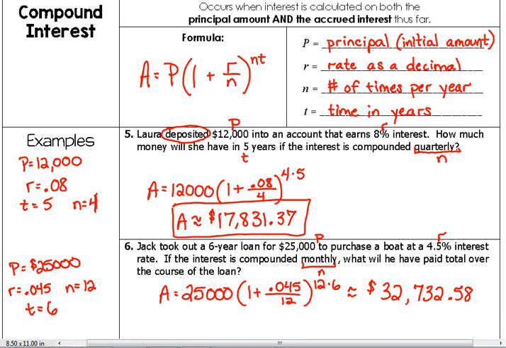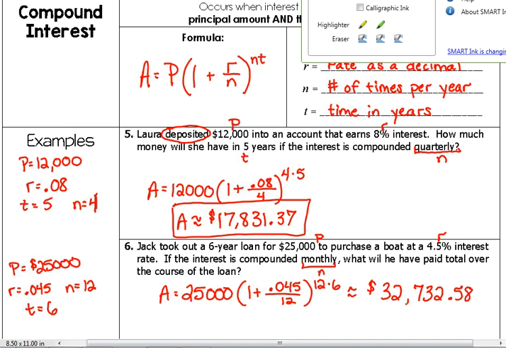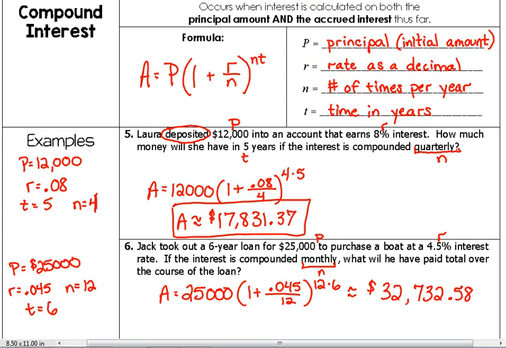$25,000, 4.5% interest for 6 years. You end up paying $32,000 total, almost $33,000. So almost $8,000 in interest. Just something to keep in the back of your mind, when you decide you want to buy a car and you're like, oh, I can get a loan. Just think about how much you're actually paying.